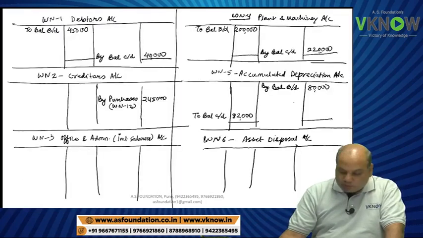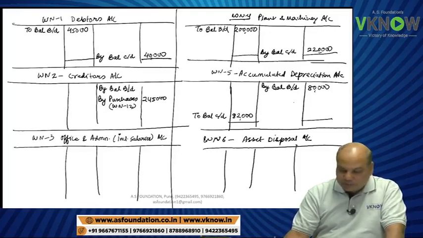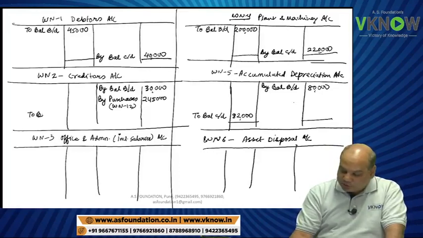Then creditors will come in working note 2. Creditor, working note 2, credit side first line, by balance brought down is 30,000 and debit side to balance carried down is 25,000.